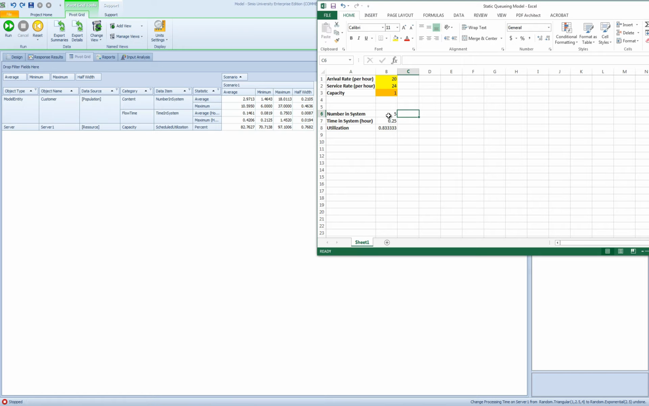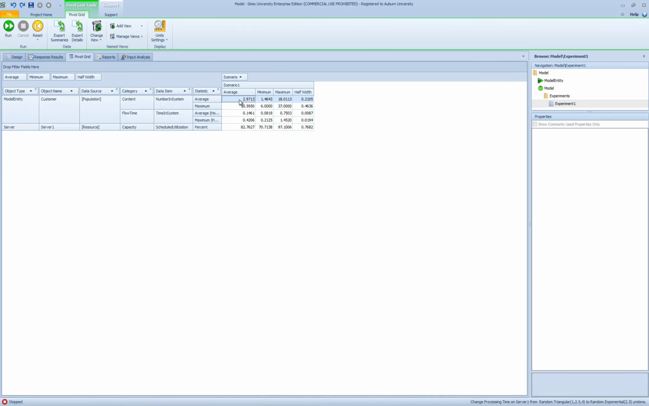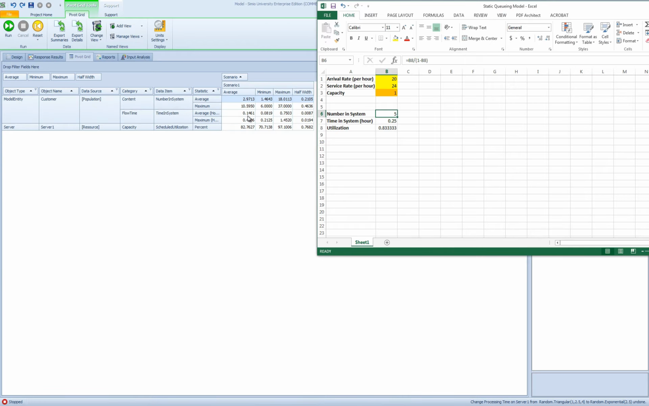So I know that at steady state, I expect to see an average of 5 people in the system, and utilization is going to be around 0.83. So when I compare these values, I will see that my average number in system and average time in system in my simulation results are much lower than what I see here. So this can be an indication of a problem here.